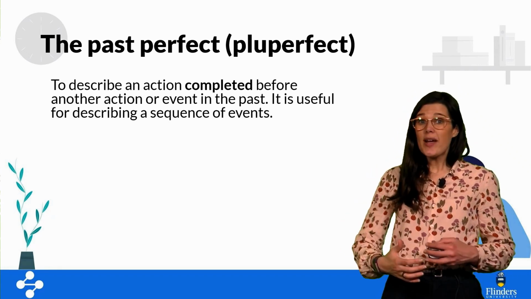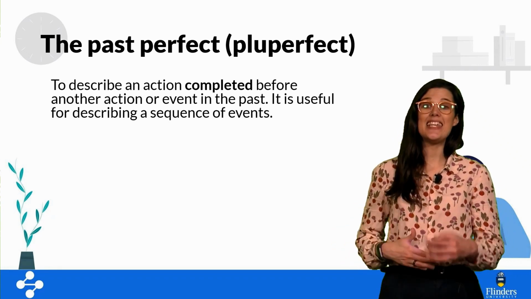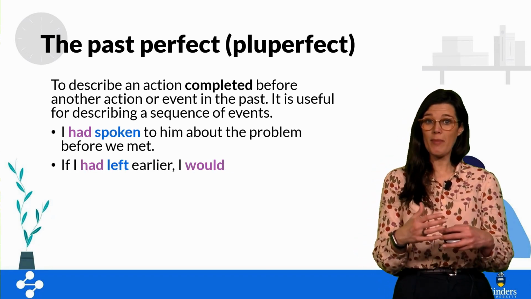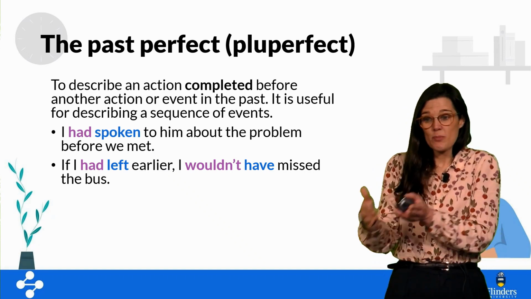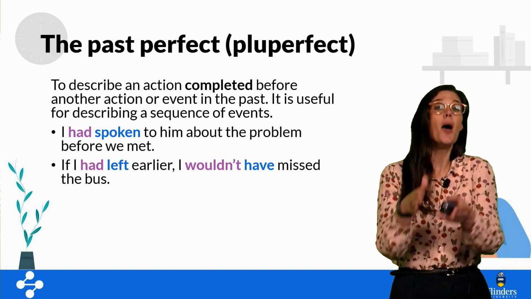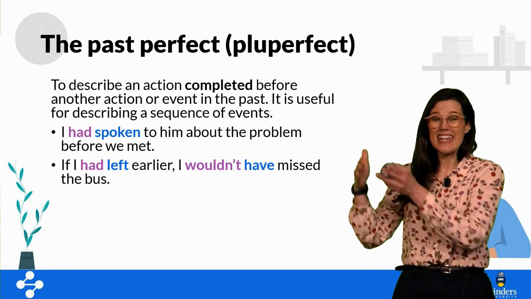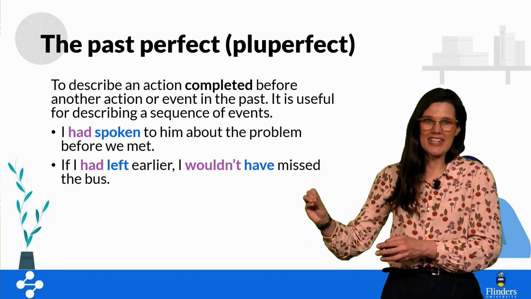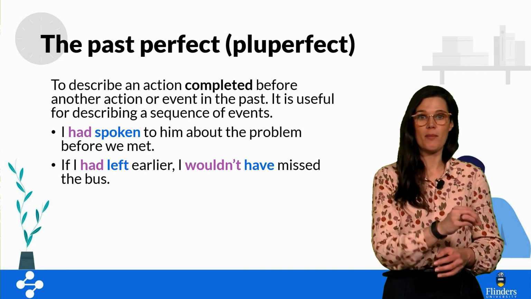And so in this way, it's very useful when we're describing a sequence of events, such as I had spoken to him about the problem before we met. So the action of speaking to somebody has taken place before the meeting. That is a completed action. I started and ended speaking to this person before we met.